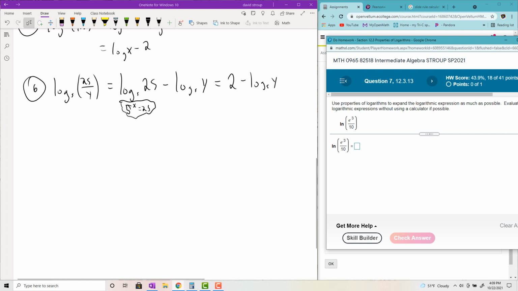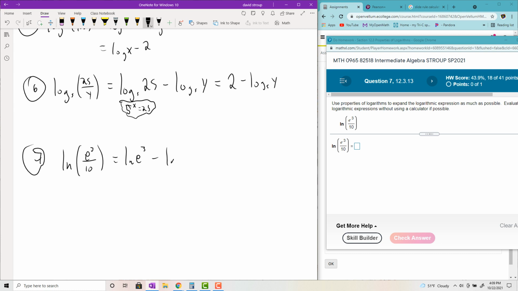Natural log here. Let's see how many of these I really want to do. I'll do this one and then we'll move on. I think it's number 7. Natural log of e cubed all over 10. This will be the natural log of e cubed minus the natural log of 10.